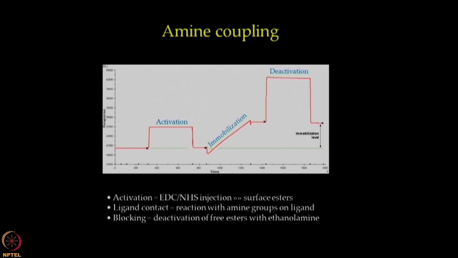The figure here shows a typical immobilization sensorgram using amine coupling. The three major steps involved here are activation of the surface esters using EDC and NHS, covalent coupling of the ligand on the sensor chip using amine groups of the ligand, and deactivation of free esters with ethanolamine. We will analyze the results of anti-beta-2 microglobulin immobilization later in the lecture.